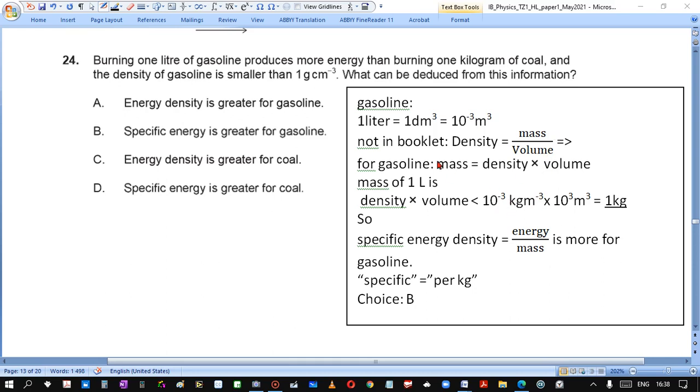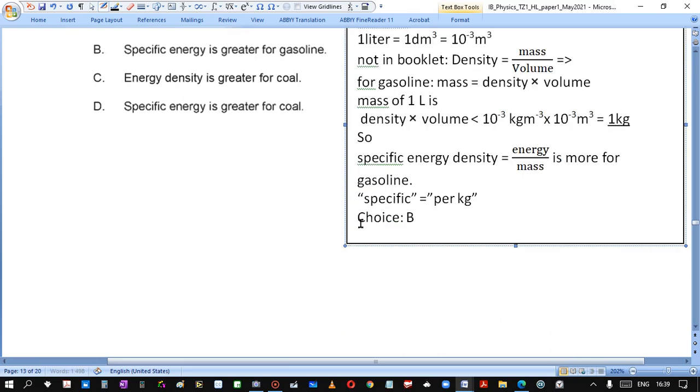Here I have probably a mistake. Let's see. So 10 minus 3 here, meter cube. 1 gram per centimeter cube is 1000 kilogram per meter cube. So that's correct. So only here a mistake. So okay, choice B.